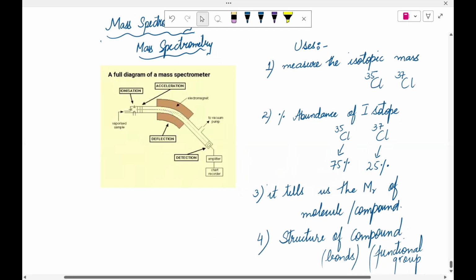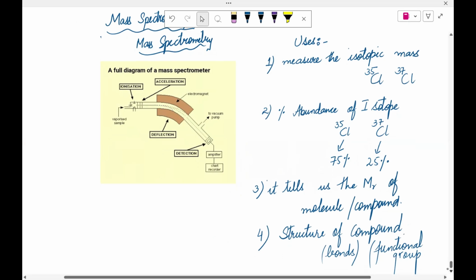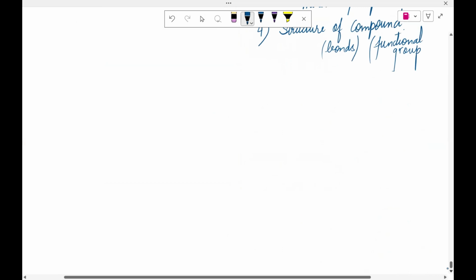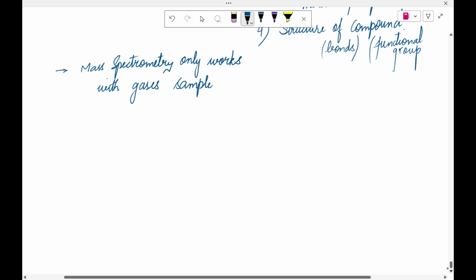First of all, I just want to describe some technical things related to mass spectrometry. Mass spectrometry only works with gaseous samples. That means it does not work with solids or liquids.